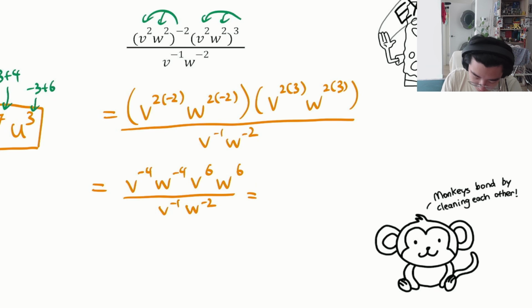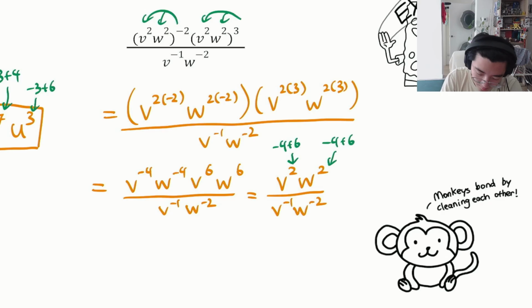We add the variables on top first. Because on top it's -4 plus 6 and -4 plus 6 for both of them. Okay, -4 and the 6. And for w, -4 and the 6. Add both of them up.